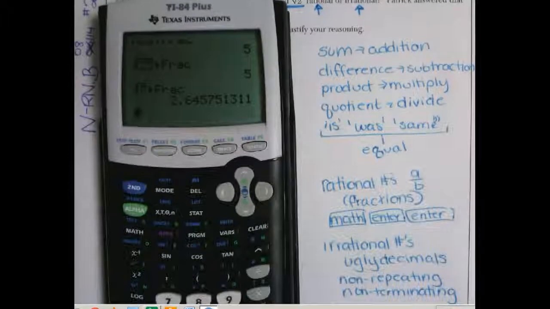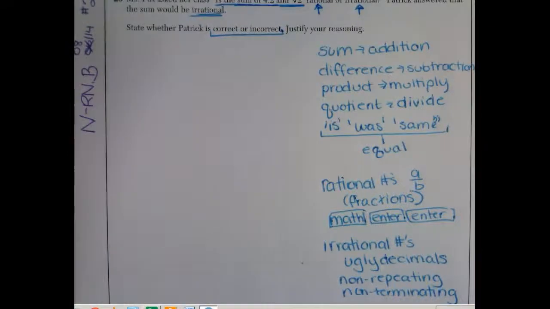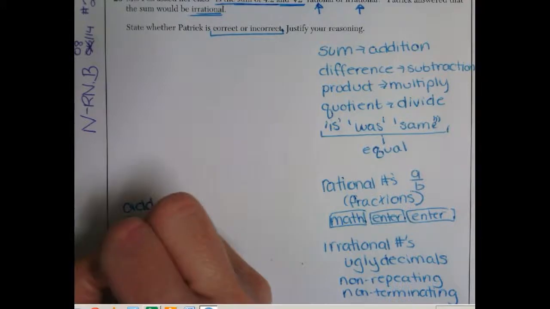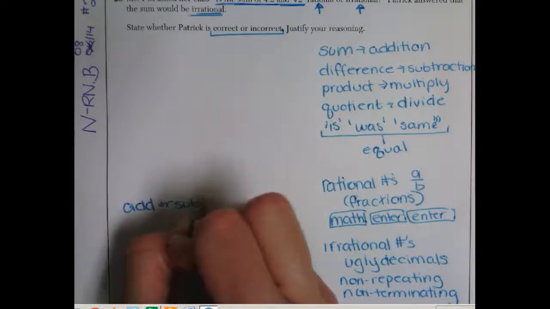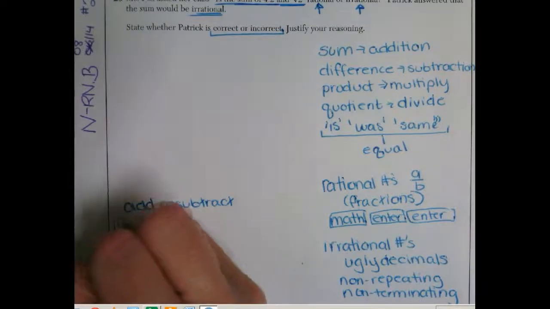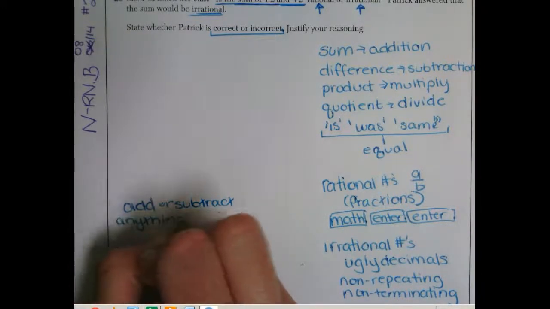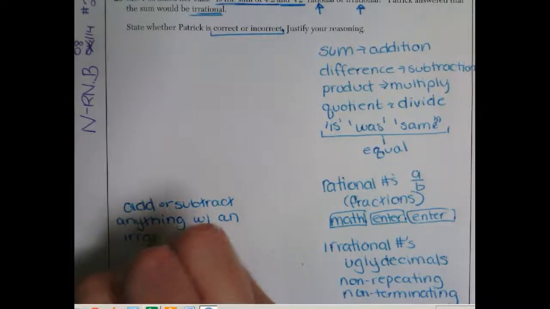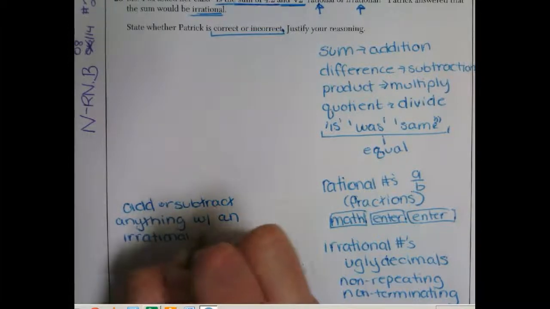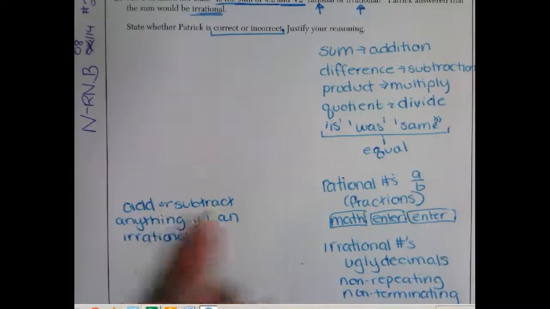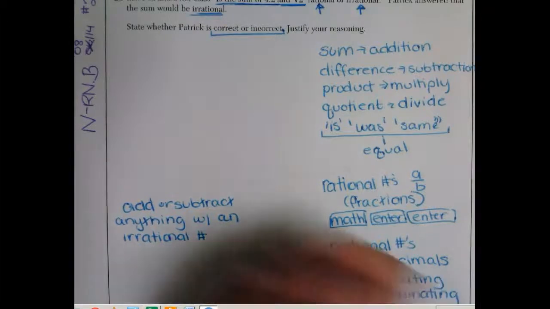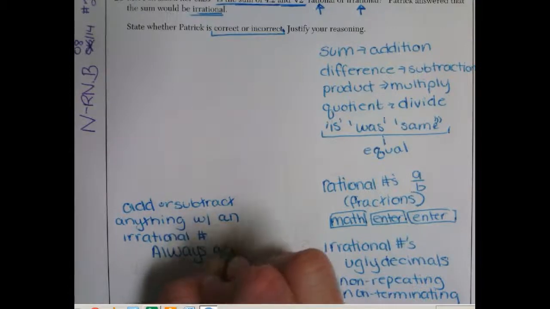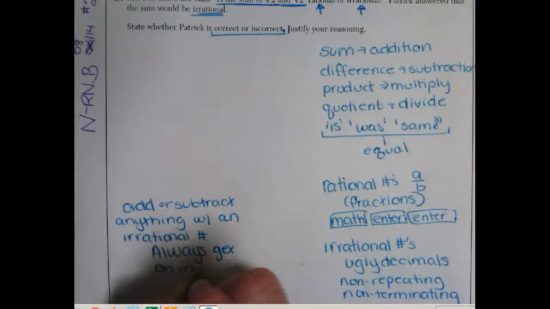So now that we've just gone over a couple of those things, I'm going to give you one other piece of information. Whenever you add or subtract anything with a rational number, you will always get a rational number. I don't know if I said it correctly, so let me say it again. When you add or subtract anything with an irrational number, you will always get an irrational number, no matter what. It's just how it is.